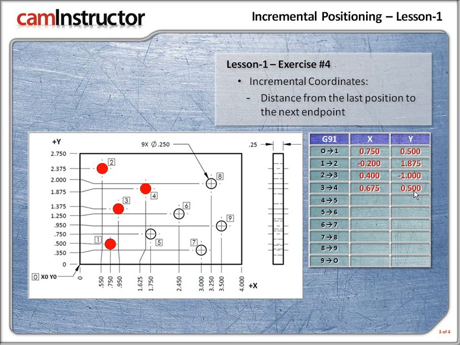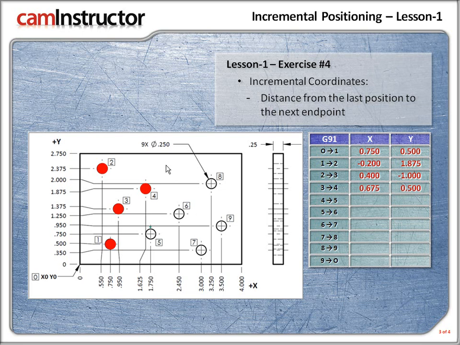Now, how much would you move in the Y-axis from 3 to 4? Well, a positive amount, 0.5. Now, how do we get that? The 1.875 dimension minus 1.375 is 0.5. So we're looking good.